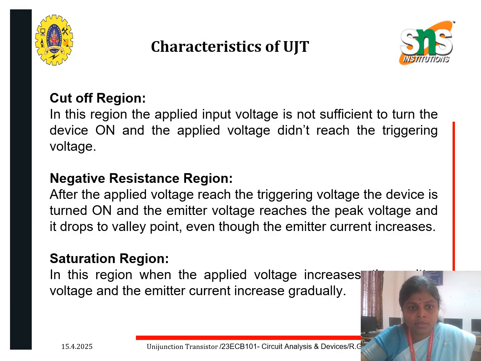Coming to the characteristics, we have already discussed the cutoff, negative resistance and saturation regions. In the cutoff, the applied voltage is not sufficient to turn on the UJT. After reaching the peak point, the UJT is turned on, and in the negative resistance region the emitter voltage reaches the peak voltage and drops to the valley point, and the emitter current keeps on increasing. In the saturation region, when the applied voltage constantly increases, the emitter current increases gradually. This is called the saturation region.